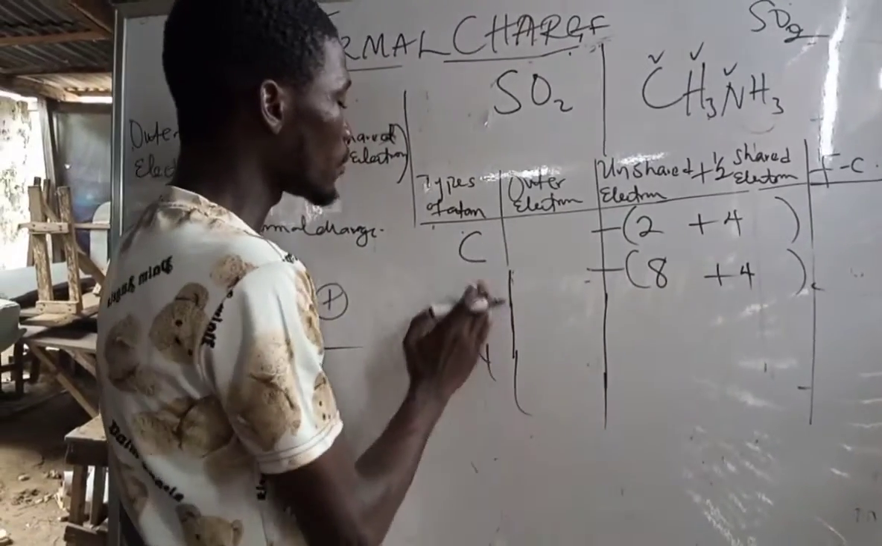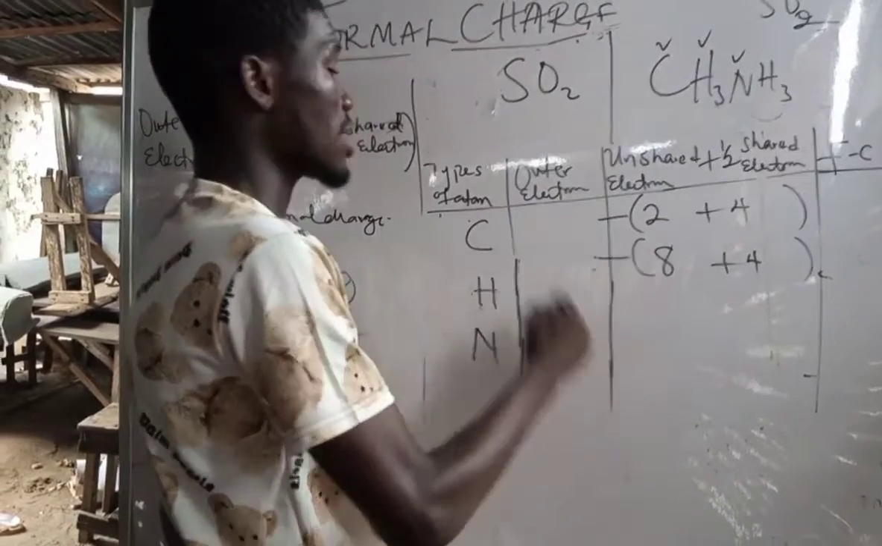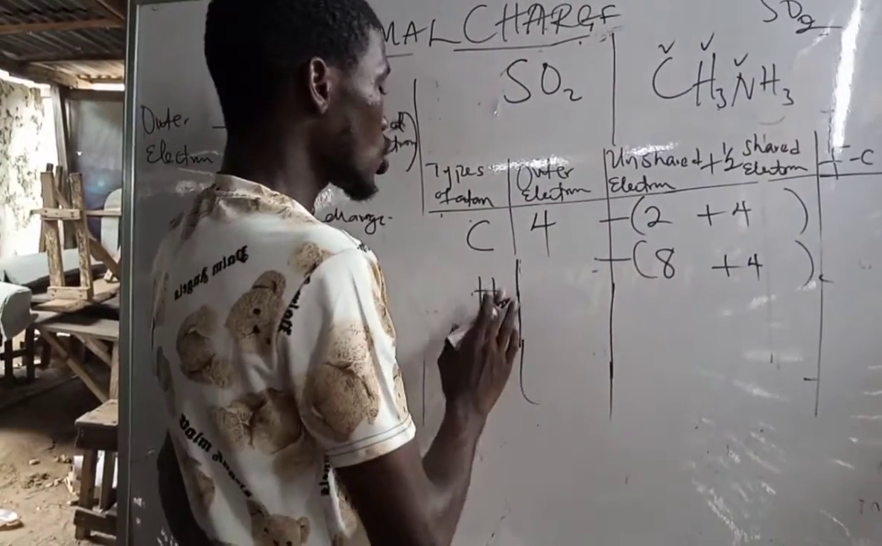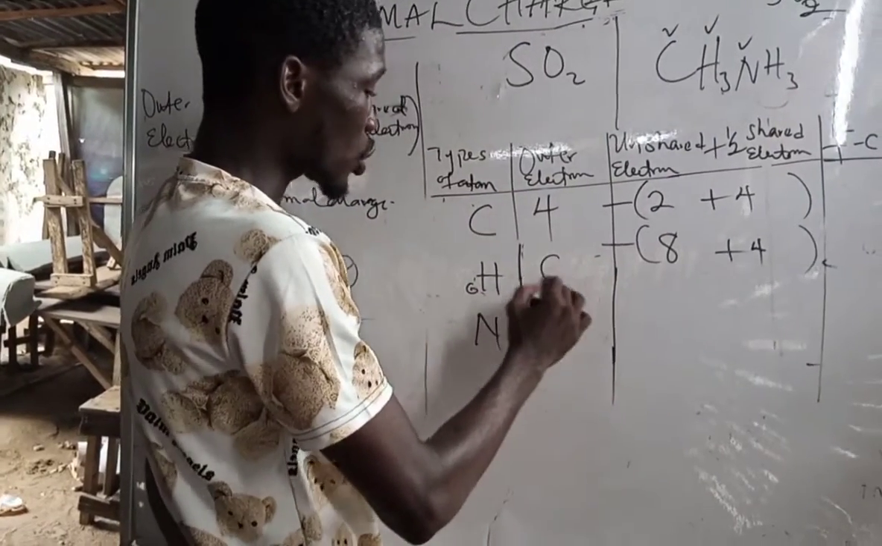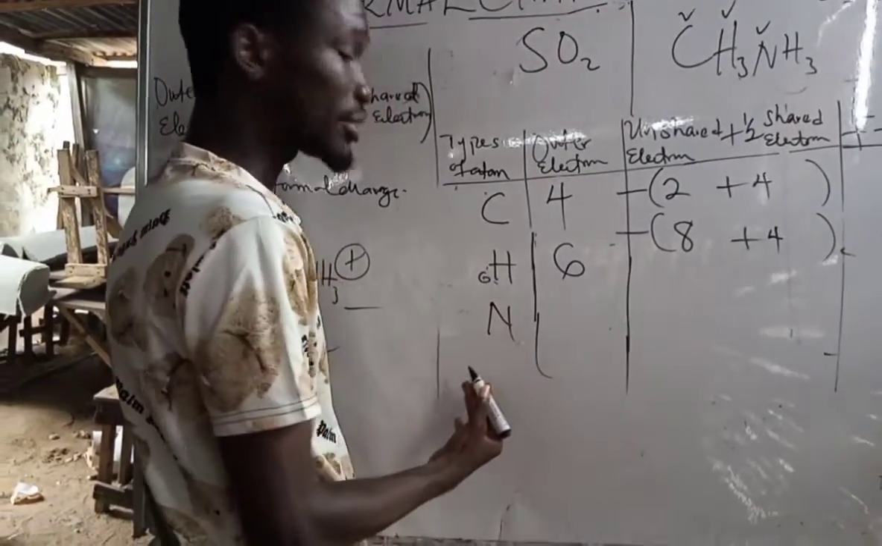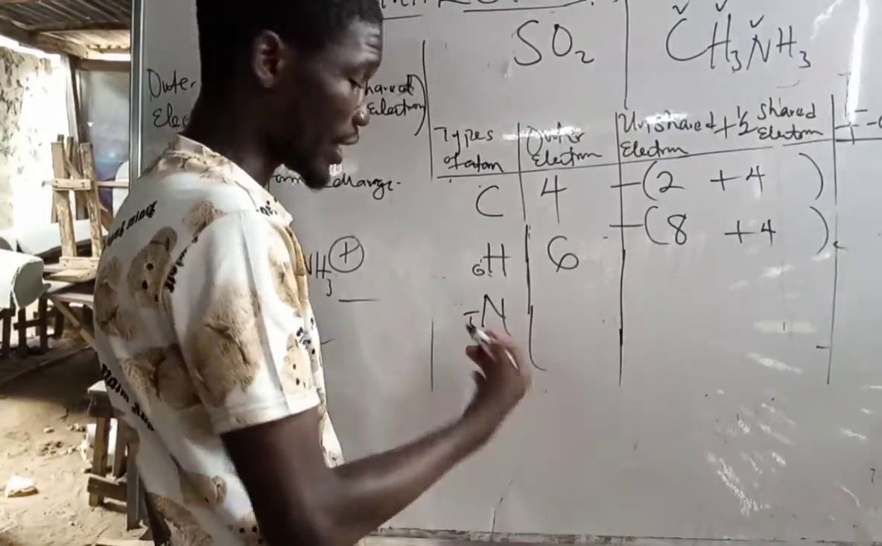Outer electron of carbon is what? Atomic number 6. Outer electron is what? 4. So my hydrogen is how many now, class? We have 6 now. 1 times 6 gives us what? 6. Nitrogen, atomic number 7. Outer electron 5. You can see it now.